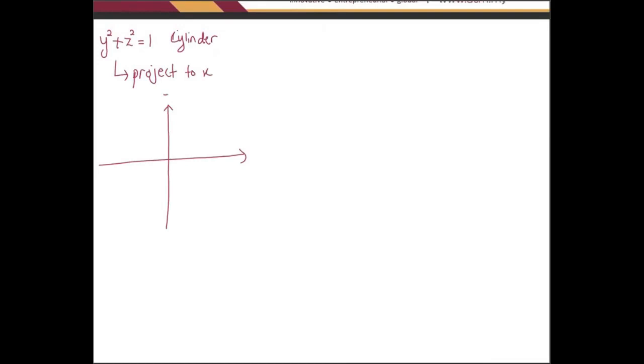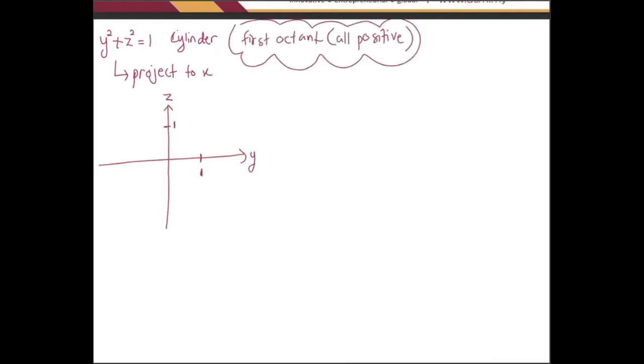So we have z and then y, and the radius is 1. The question said first octant, meaning all positive, so I just sketch here. Now we want to project to the x-axis. Let's say I project here. So you will get something like this, right?